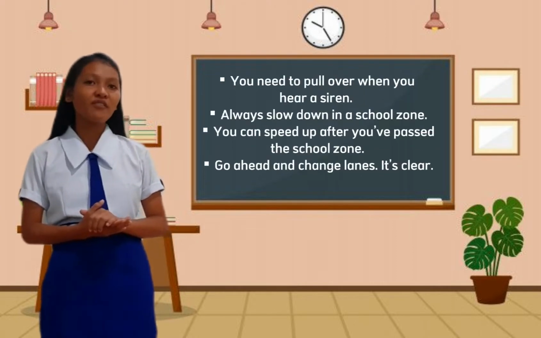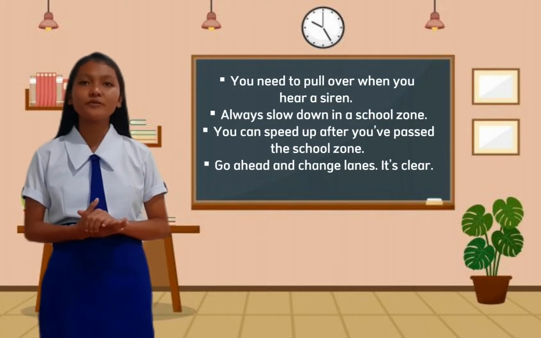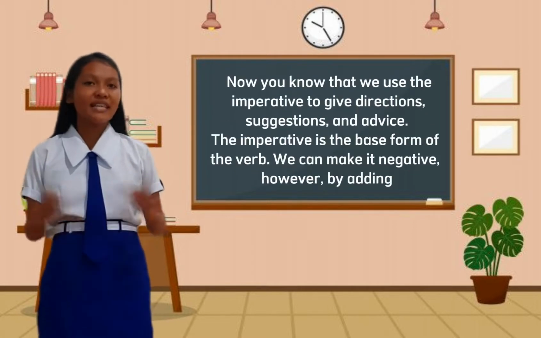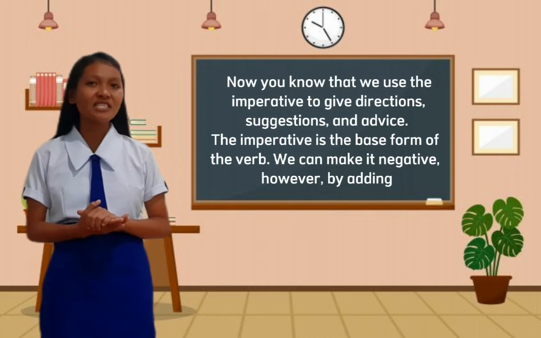You need to pull over when you hear a siren. Always slow down in the school zone. You can speed up after you pass the school zone. Go ahead and change lanes. It's clear. Now you know that we use the imperatives to give directions, suggestions, and advice.